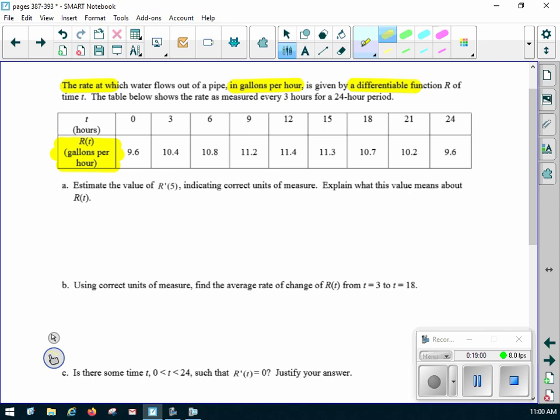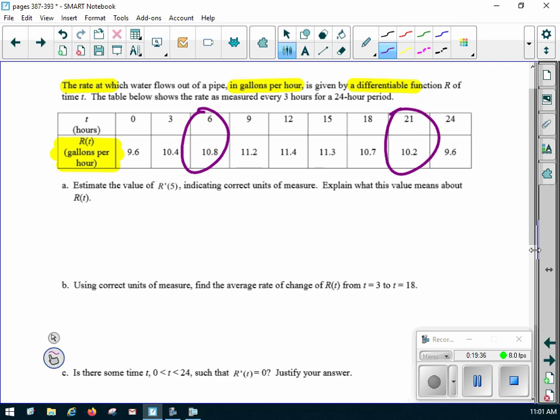Let's interpret what these numbers are. If I look right here, this says at 6 hours, the water is flowing out of a pipe at a rate of 10.8 gallons per hour. That's what it means. At 21 hours after we started, or just say at 21 hours, the water is flowing out of the pipe at 10.2 gallons per hour. Use the words that are in the problem.